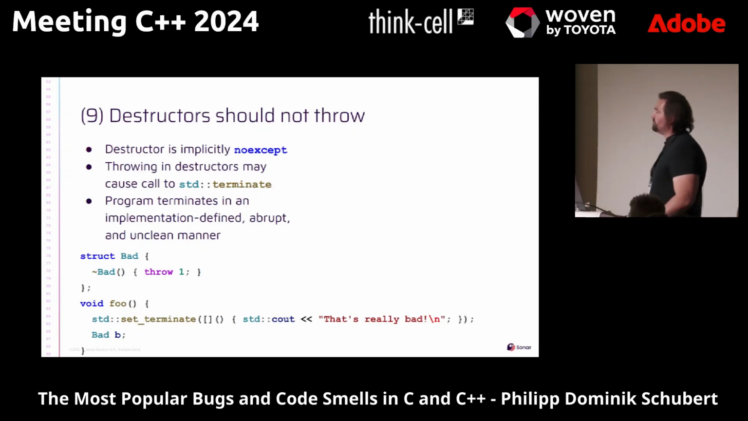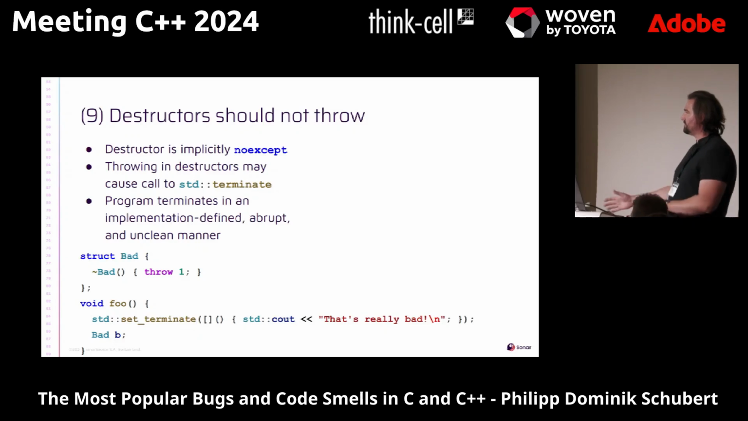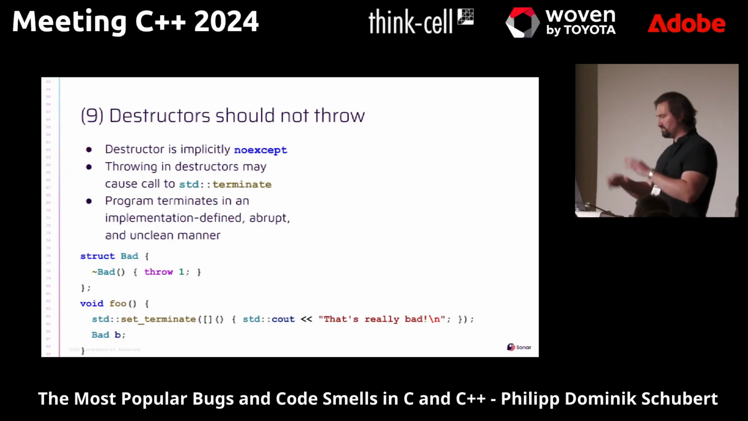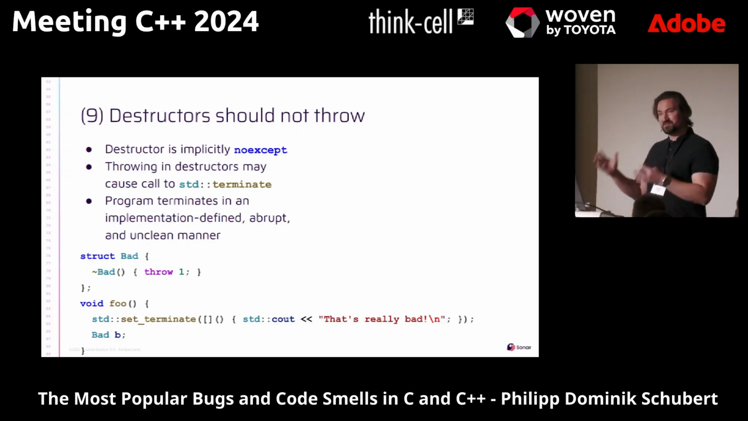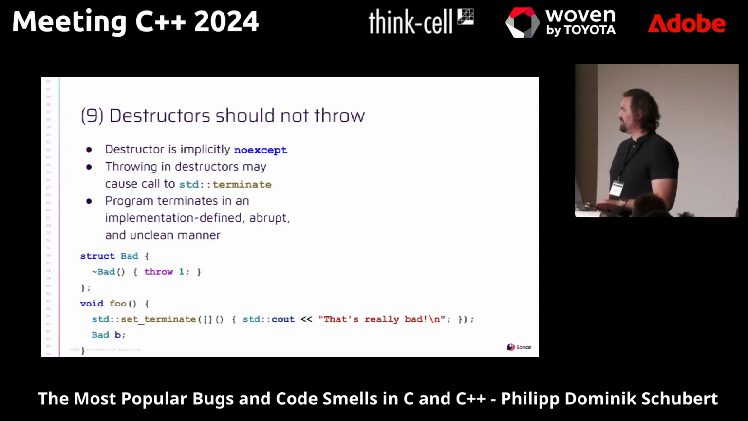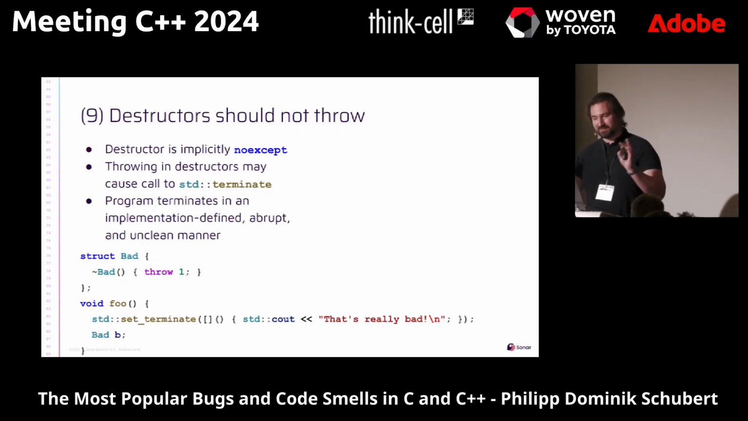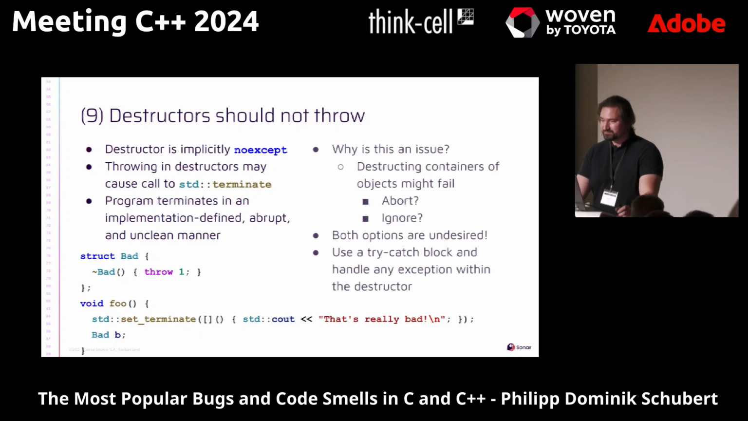So we can have a function foo. We set a terminate handler, which just prints to the command line, hey, that's really bad. Then we construct an object of type bad, whose destructor throws an exception. It doesn't bother at all to catch anything. And then when b goes out of scope here, boom, std::terminate will be called. So it will then execute your terminate handler that you registered, and then all bets are off.